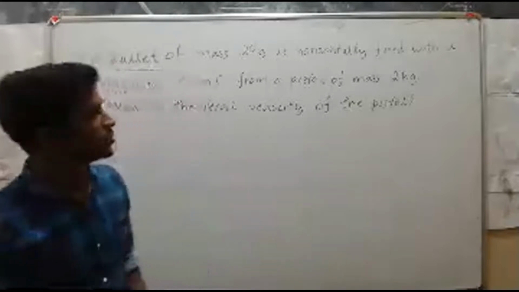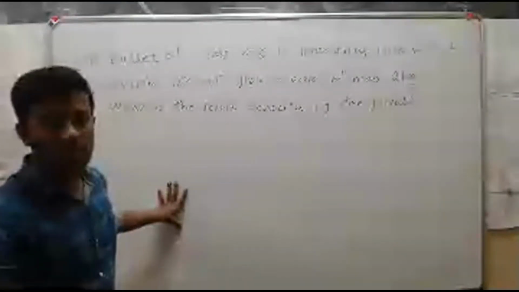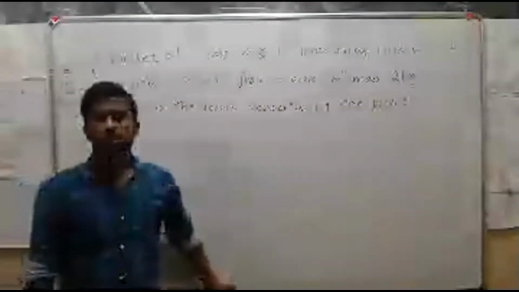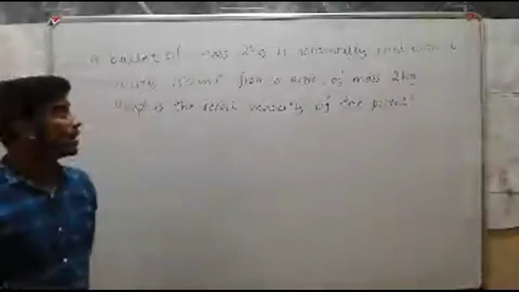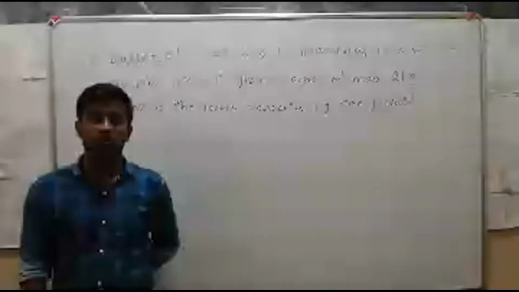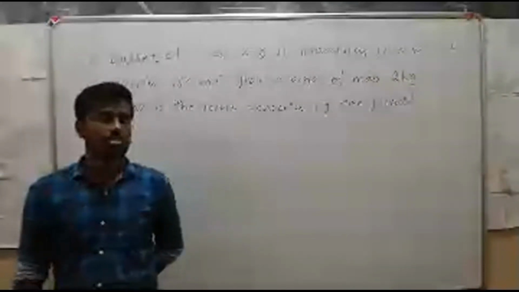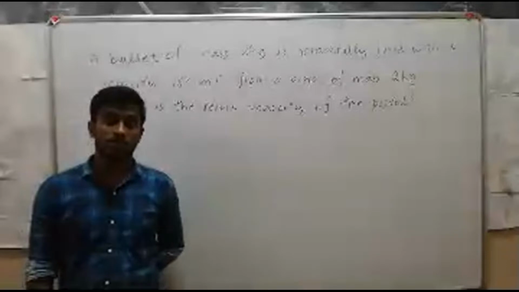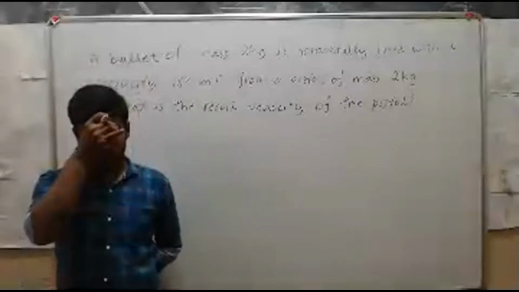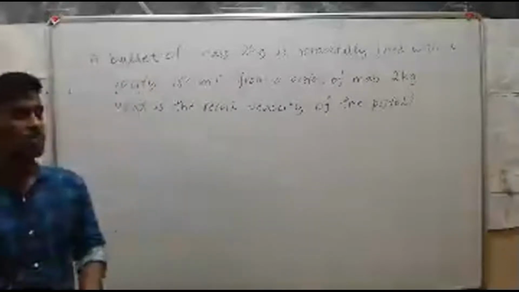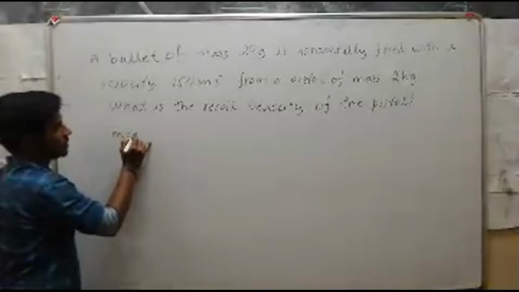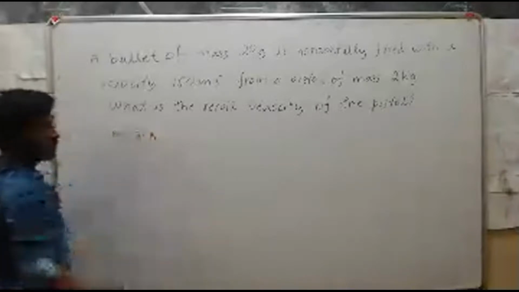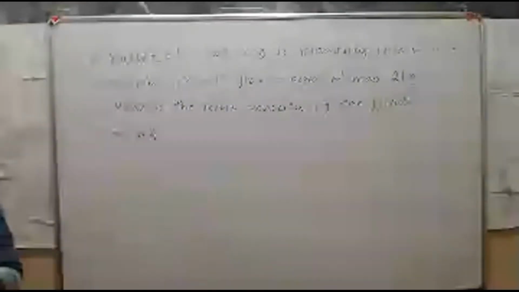Now we are considering two objects, that is bullet and pistol. First calculate the total momentum before collision, before collision means before firing. Then calculate the final momentum, that is total momentum after firing. I will take the mass of the bullet as m1, that is 20 gram. First convert into kilogram.